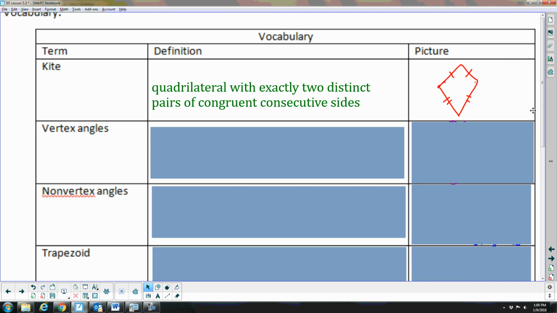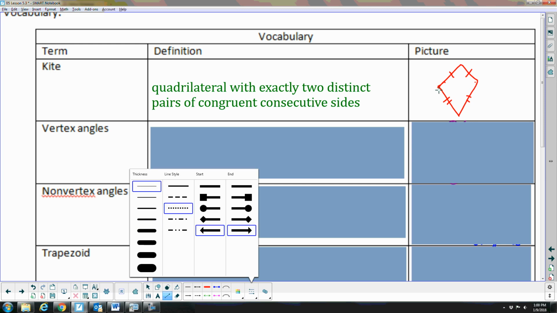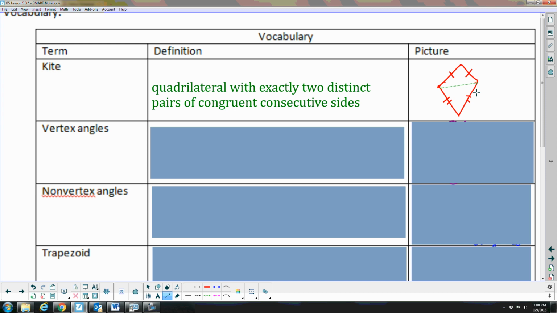So if you think about this, this looks like two isosceles triangles. And if you were to just kind of split this up and visualize it, there would be your two isosceles triangles. You have one on the top and one on the bottom. I'm going to remove that line, you shouldn't draw that in your picture because that's not part of a kite. But just so you can kind of see, there we go. So you can see how a kite is made up.